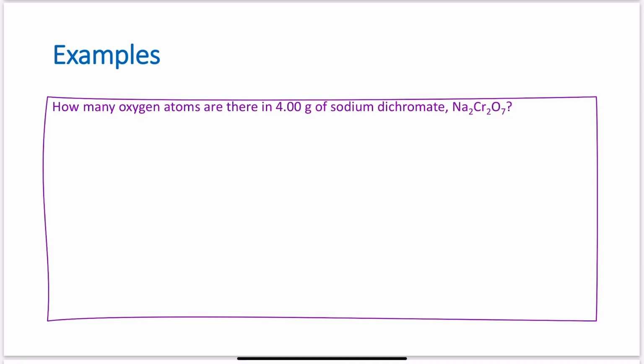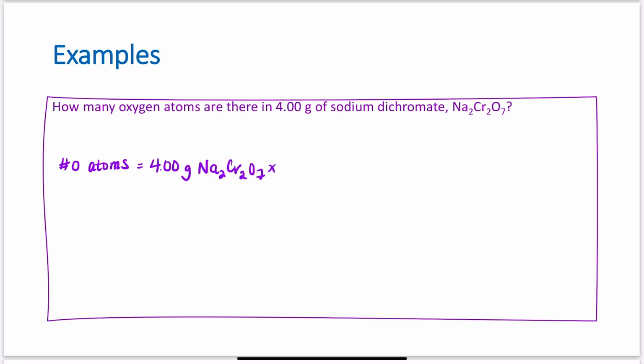How many oxygen atoms are there in 4 grams of sodium dichromate, Na2Cr2O7? So it's telling me what the species is, and I just need to know how much I have of it. First thing you want to write down is what you're trying to find. You're trying to find the number of oxygen atoms. The next thing you want to write down is what you're told. You're told you're starting with 4 grams of sodium dichromate.